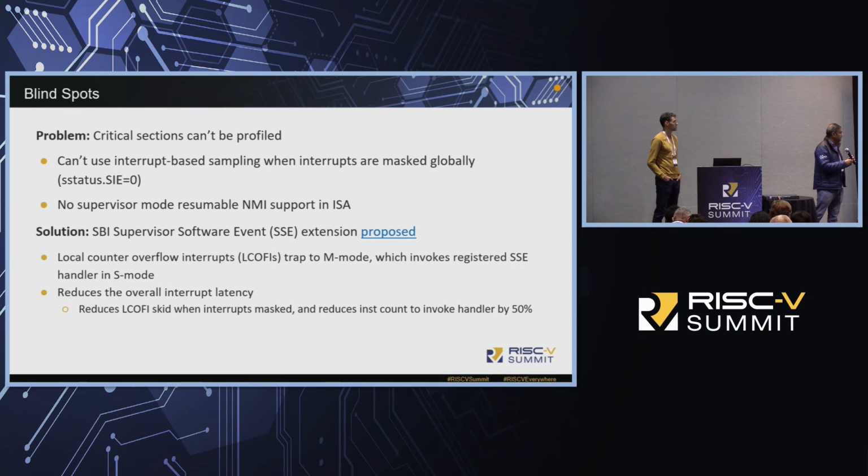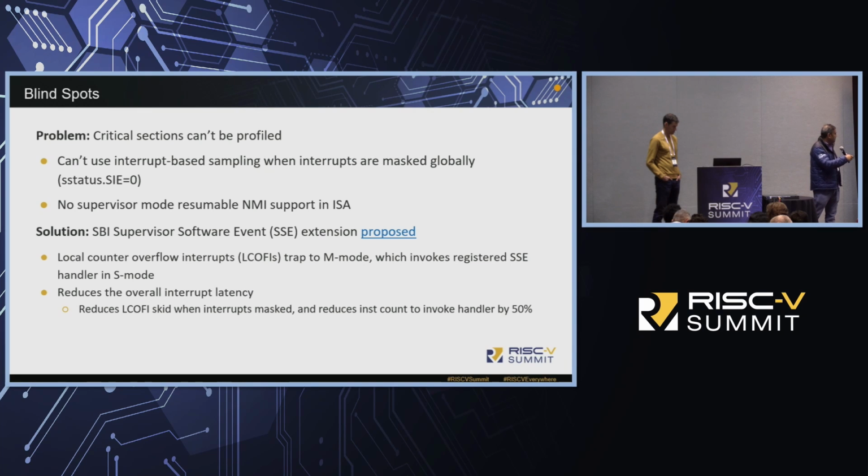So what we came up with is an SBI extension called Supervisor Software Event that allows M mode to inject events into S mode directly, bypassing the Linux IRQ framework. Even if the interrupts are disabled, it will be able to inject those events. This came up because there is no ISA support now for resumable NMIs in RISC-V. So we worked on a software solution that, one, reduces the interrupt latency. Second, it reduces the general event handling path. It speeds that up.